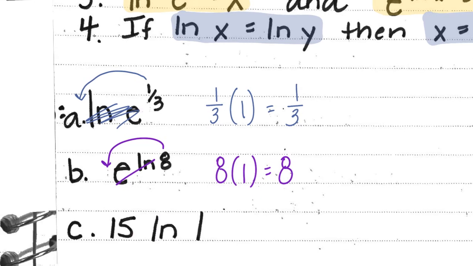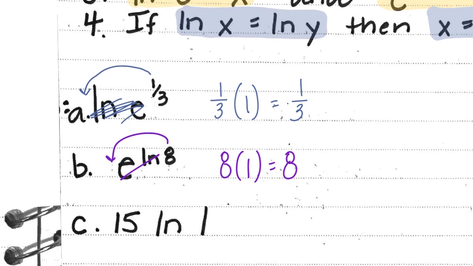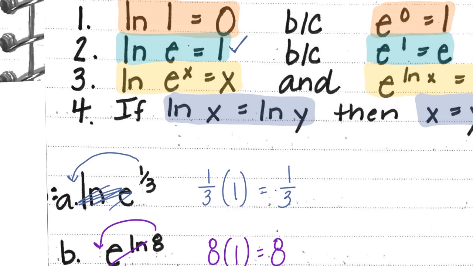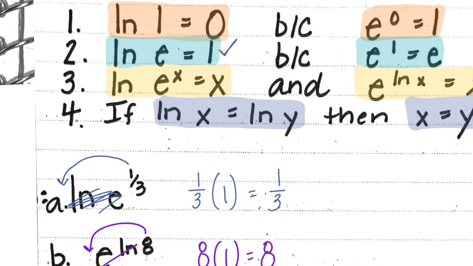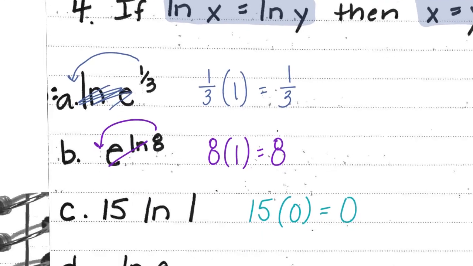All right, moving on. We have a tendency to forget these, so please don't forget these. This one's saying 15 times the ln of 1. Well, we know ln of 1 is equal to 0, so this is saying 15 times 0, and that's equal to 0. And again, that property is up here on number 1 in orange. The ln of 1 is equal to 0.